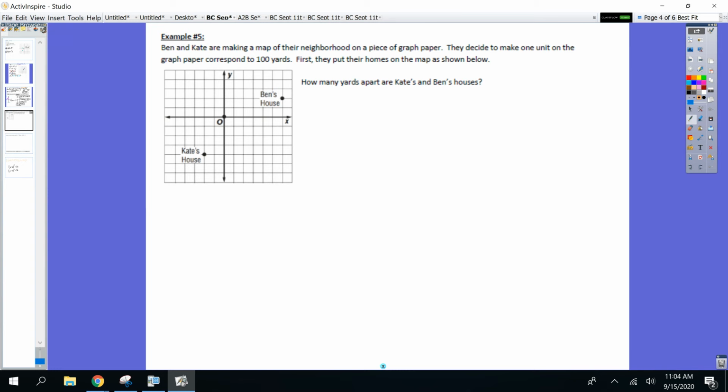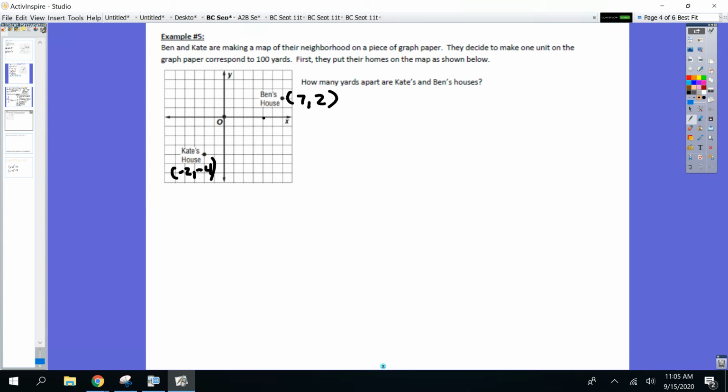Moving on. They decide to make 1 unit on the graph represent 100 yards. How many yards apart are their houses? There's a couple different ways we could do this. We'd probably first want to find the coordinates of Ben and Kate's houses. Ben's house: 1, 2, 3, 4, 5, 6, 7, up 2. And Kate's house is 1, 2, 3, 4, -2, -4.